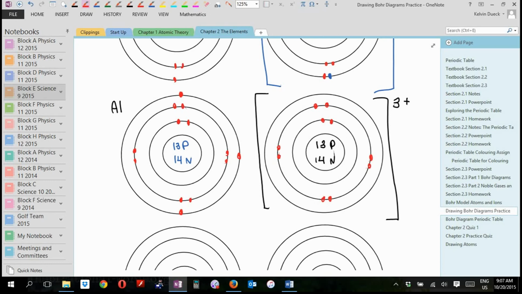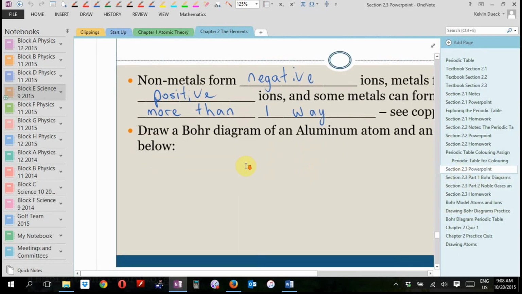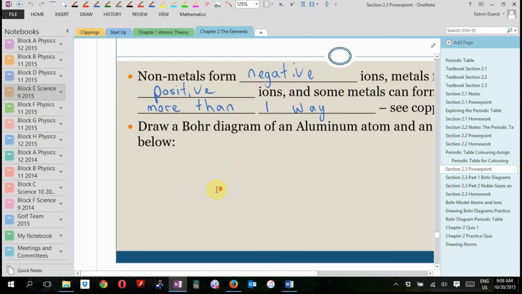Okay? Now, aluminum is really positive right now. It's 3 plus. This is why it will combine really well with some nonmetals. We can make lots of stuff with aluminum combining with a nonmetal, which is negative. That's an aluminum ion. Is that okay? Well, back to our notes. So draw it below. You can make a little note that you did it on your practice sheet or whatever, right?